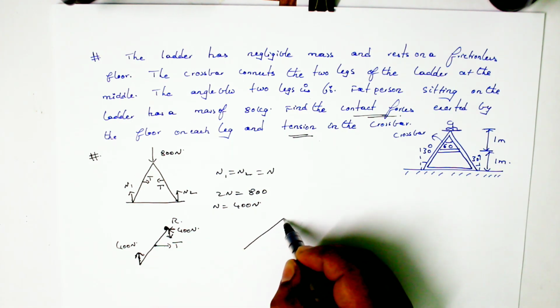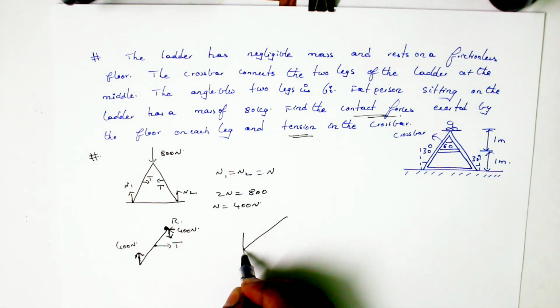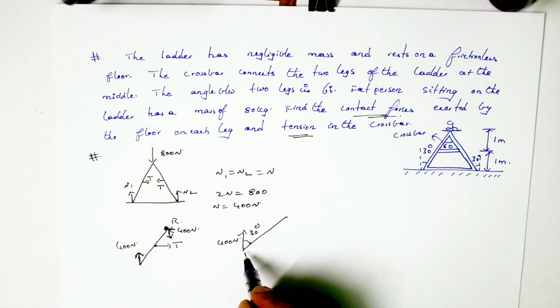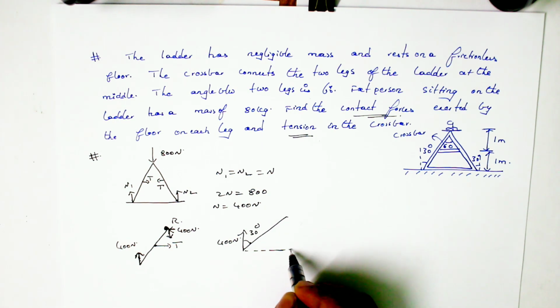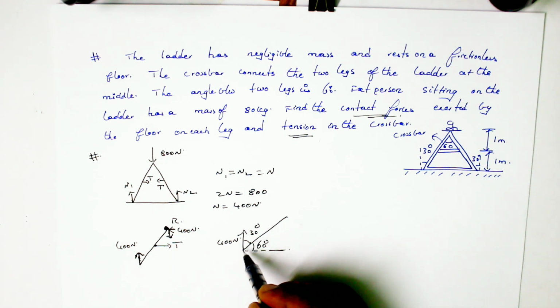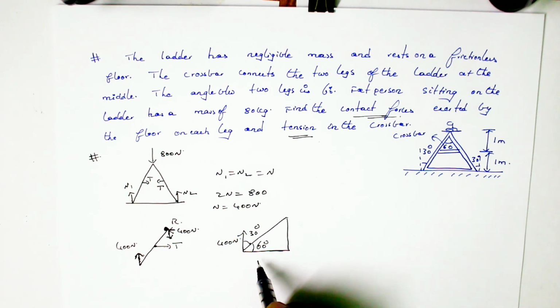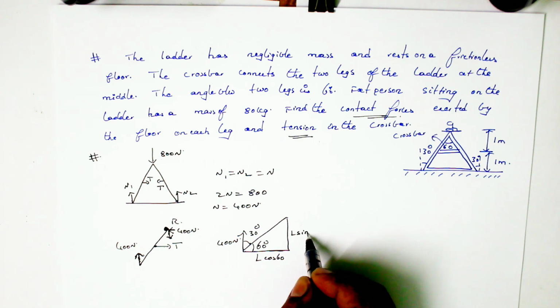So if I draw this diagram again here, this is the 400 Newton force which is acting, and if this angle is 30 degrees, then this angle should be 60 degrees. If I take the total length of this ladder as L, then I can split this into two components. So this is L cos 60 and this is L sin 60.